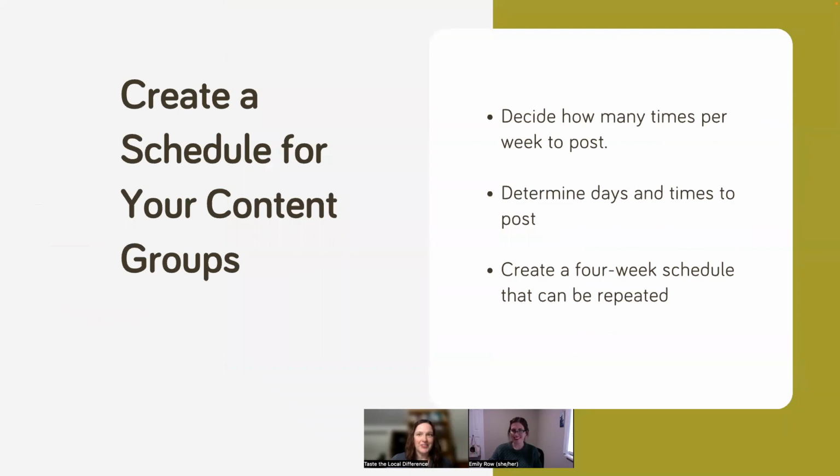Awesome. So creating a schedule for your content groups. The next step, once you have those groups, is deciding how many times per week you want to post, determining the days and times you want to post, and then figuring out how those groups fit into the schedule.